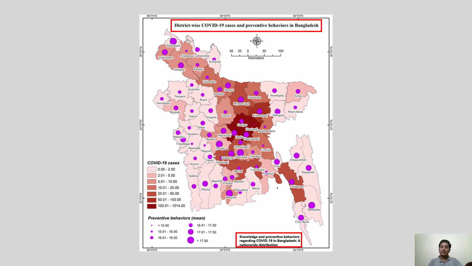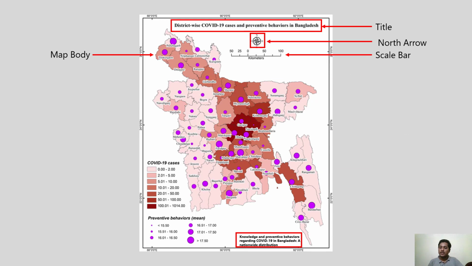At first, this is the title of the map. In this map, the title is District-wise COVID-19 Case and Prevention Behaviors in Bangladesh. This is the title, and this is the main body of the map. This is the north arrow of the map, this is the scale bar, and this is our legend. We can see this is our coordinate, and lastly this is the source from where I have taken this map. The source is Knowledge and Prevention Behavior regarding COVID-19 in Bangladesh, a nationwide distribution. This is taken from a paper in a journal.